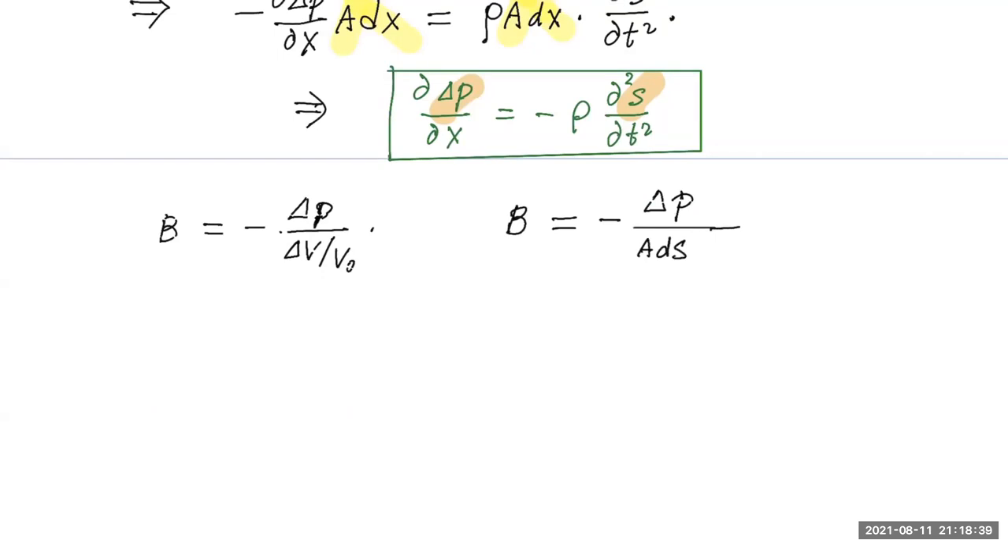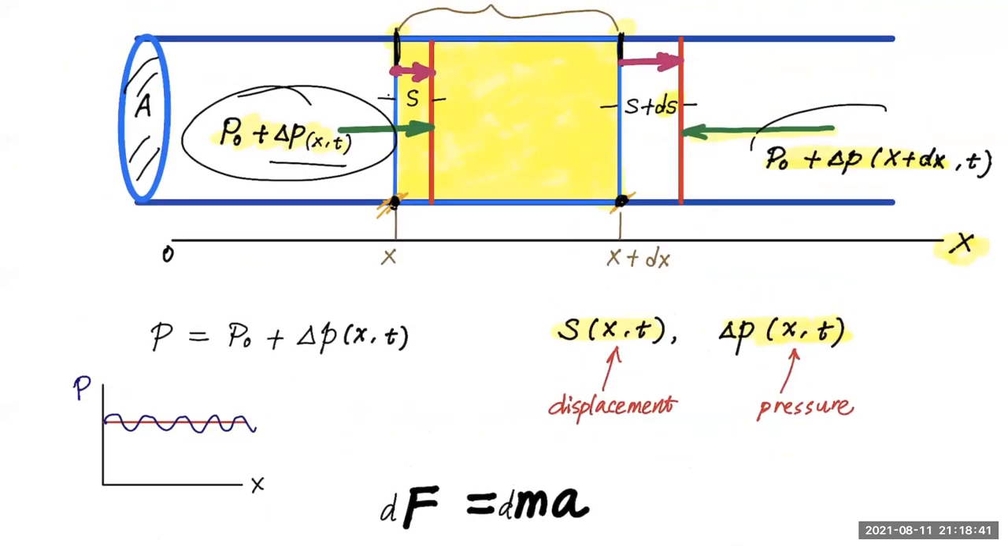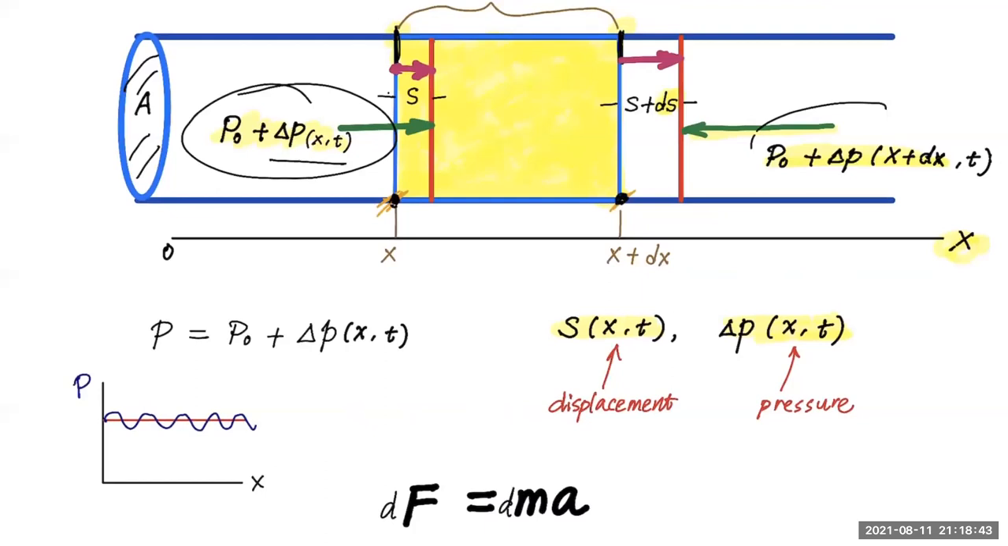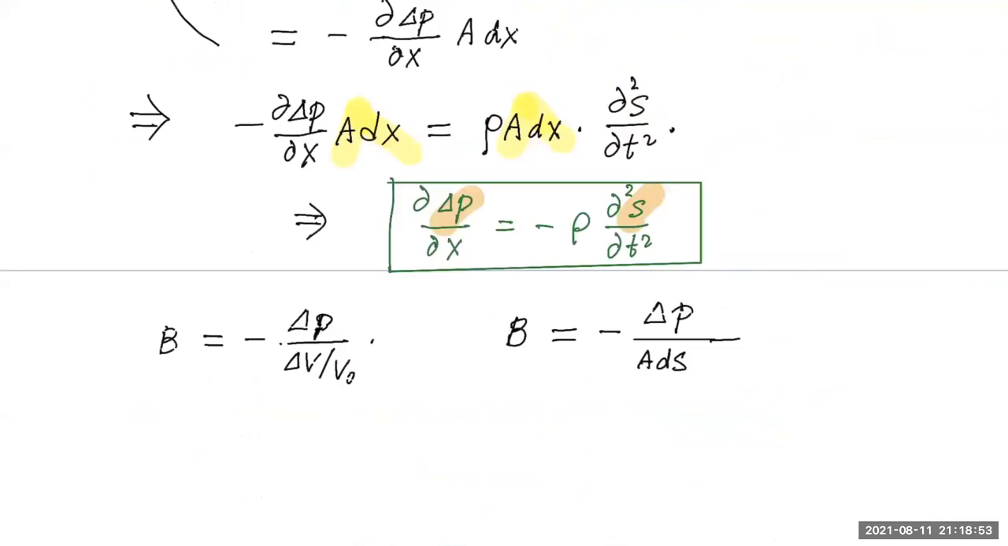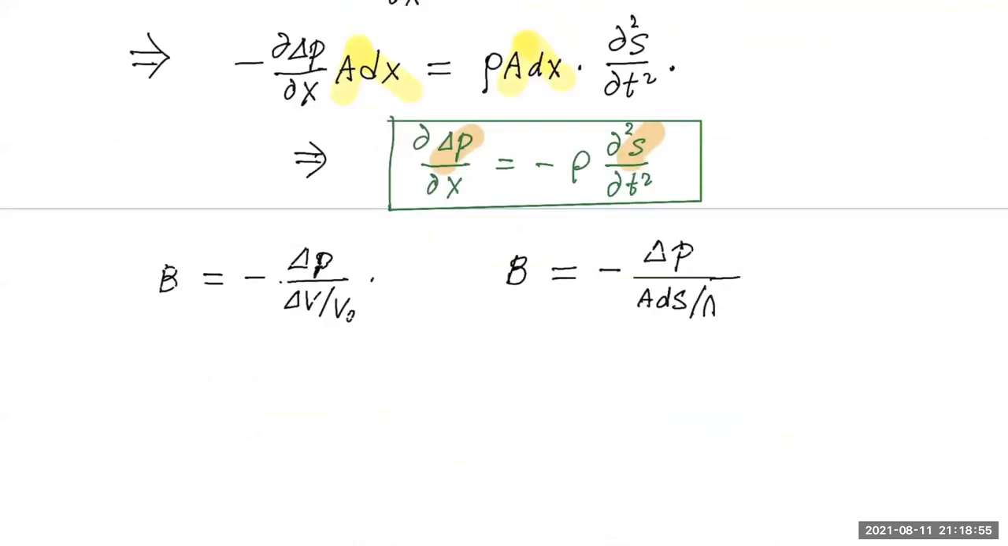But what is the original volume V naught? We're talking about the original V naught of this region highlighted in yellow. Originally the cross-section area is A, and the thickness is dx. So the original volume is A dx. So let me rewrite this. This is just negative delta P times what? Cross out the A. 1 over ds over dx. In fact, I flip that over, that's dx over ds.